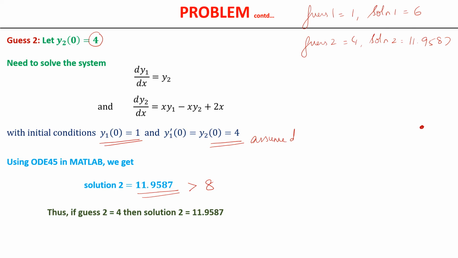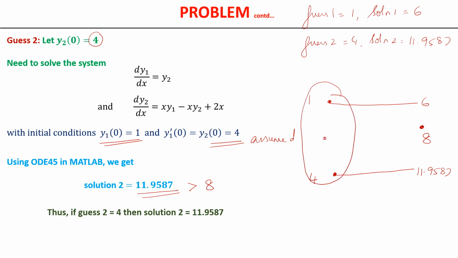So what did I want to actually shoot? My target here is 8, right? I have guessed the solution as 4, and I have arrived at 11 point some value, 9587. So now I make use of the linear interpolation to guess a value here, so that I choose that for my initial condition. And let me check if I am getting closer to 8. Let me do that in my next slide.